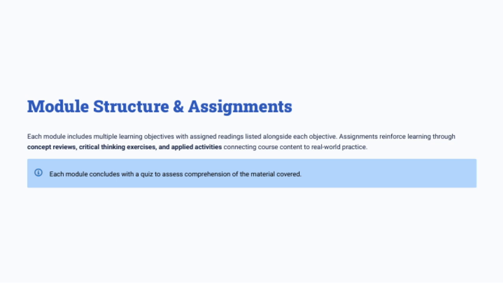Overall, the structure of each module is designed to build your understanding step by step, with assessments and activities that help you engage actively with the material. This approach ensures you're not just passively listening, but truly absorbing and applying what you learn.